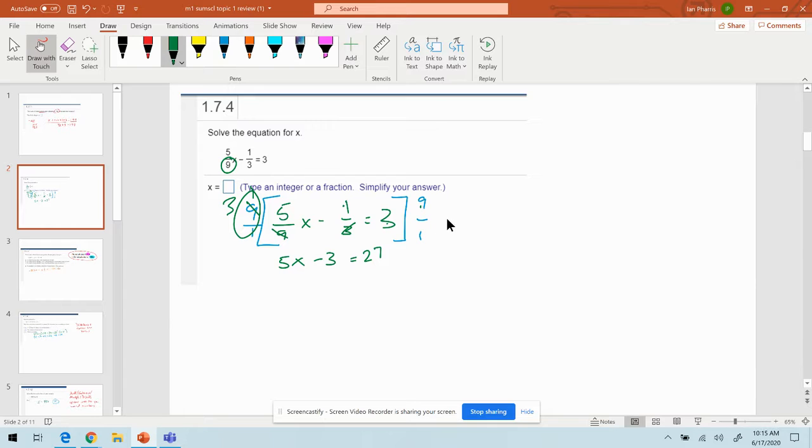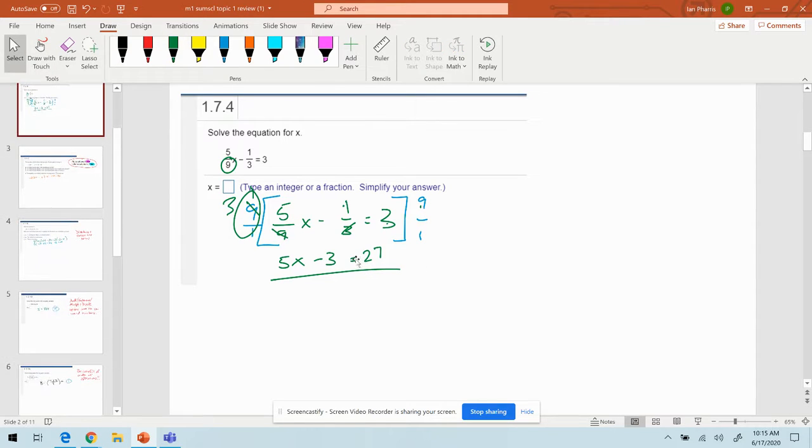See, if you multiply by a number, it cancels out the fractions and it leaves you with an equation that's much easier to solve. So you guys can solve the rest of that one. Okay, let's keep going up here.